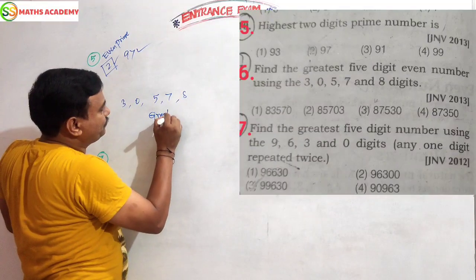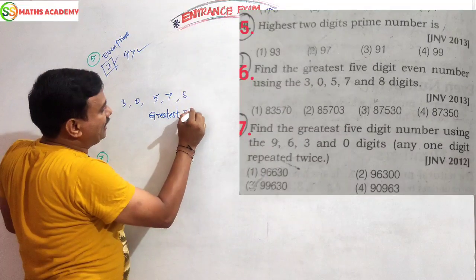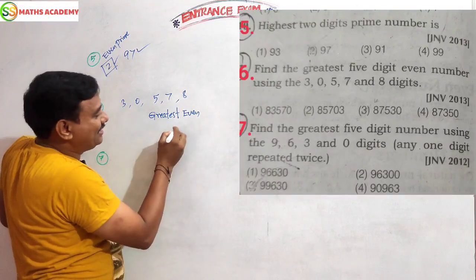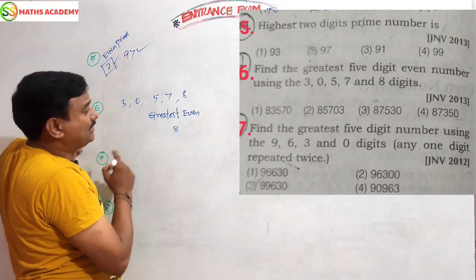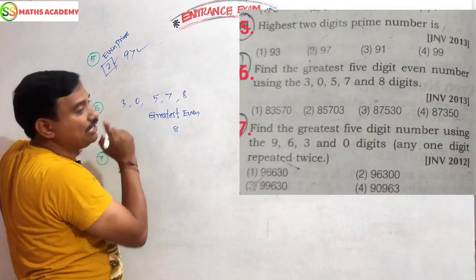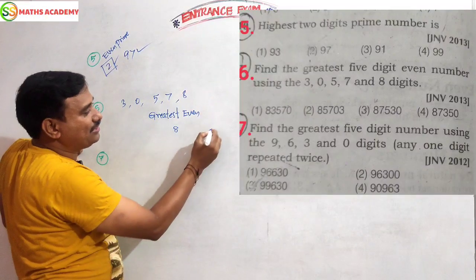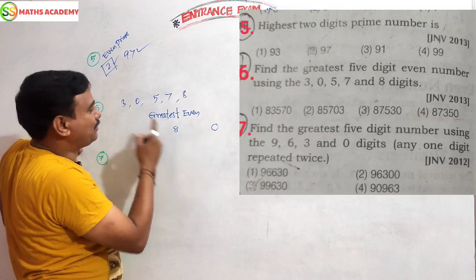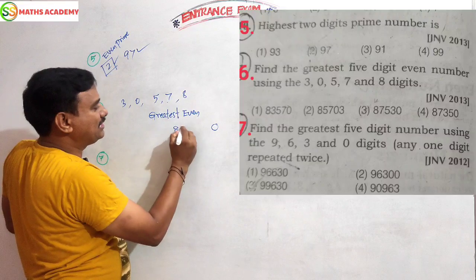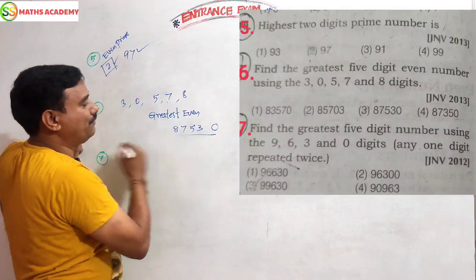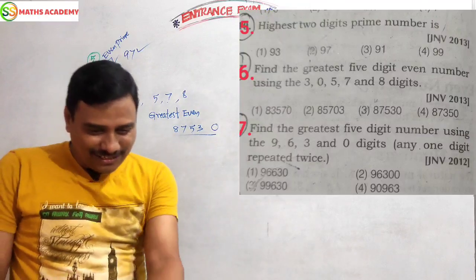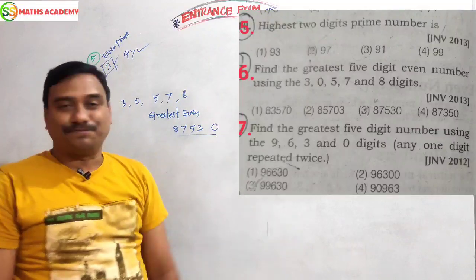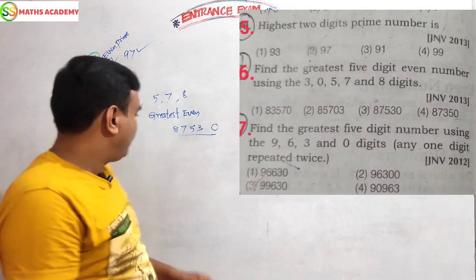Greatest even means 8 is the first, greatest even number. Friends, among the remaining, is any even number there? 0 only. 0 is the smallest number, so it will be in the last place. 8 is the biggest, in the first place, and 0 is the smallest, in the last place. The remaining 3 digits we can write in decreasing order, meaning 7, 5, 3. Finish the answer. So the option is 87,530, the third option. Clear? Next, question number 7.